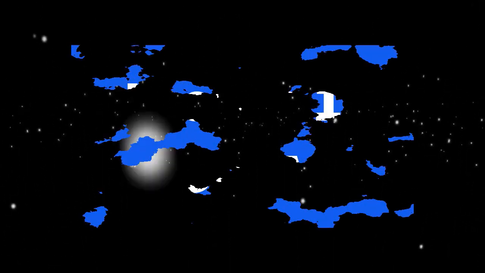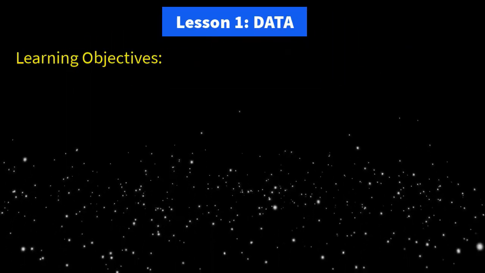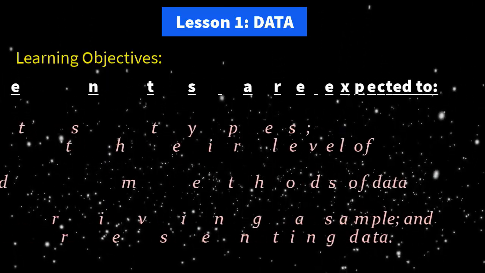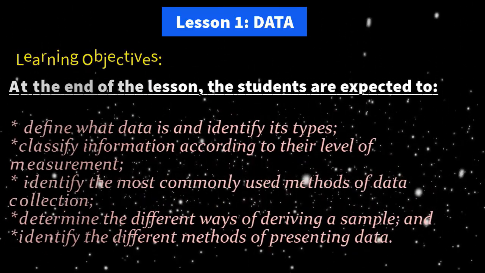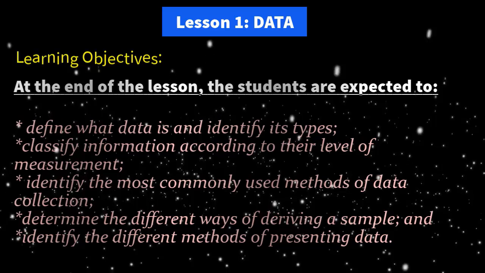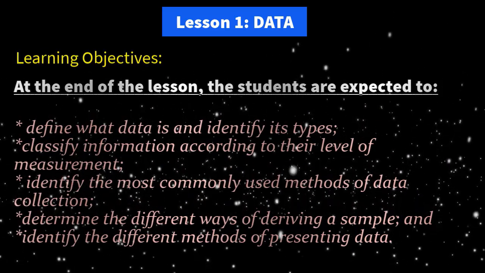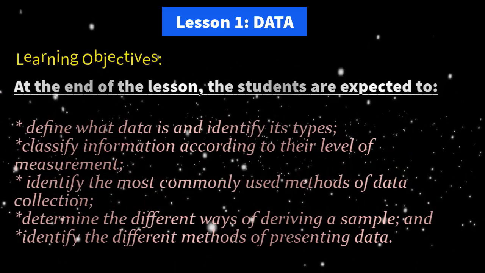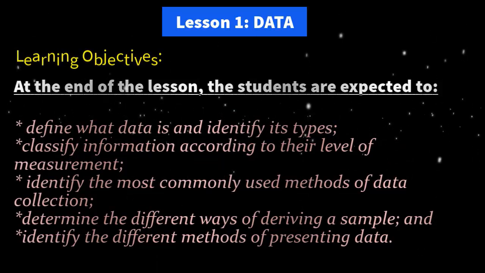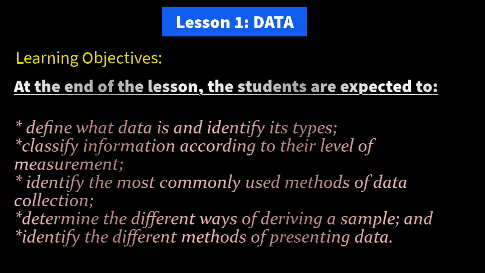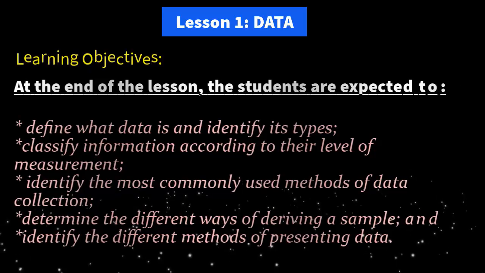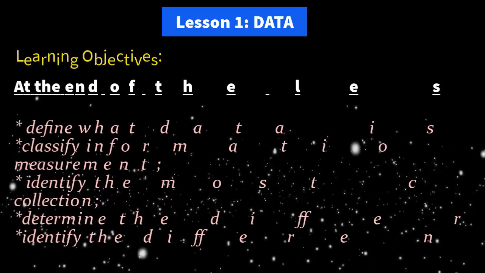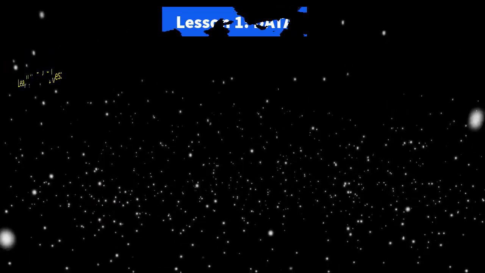Let's proceed to Lesson 1. Data. At the end of the lessons, the students are expected to define what data is and identify its types, classify information according to their level of measurement, identify the most common used methods of data collection, and determine the different ways of deriving a sample and identify the different methods of presenting data.